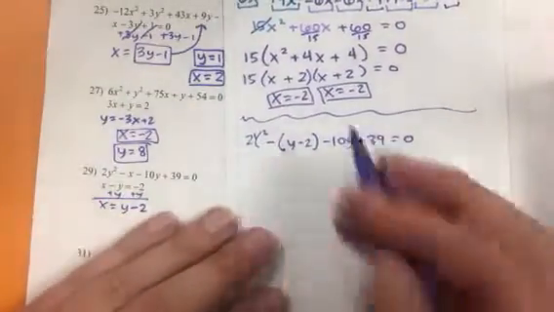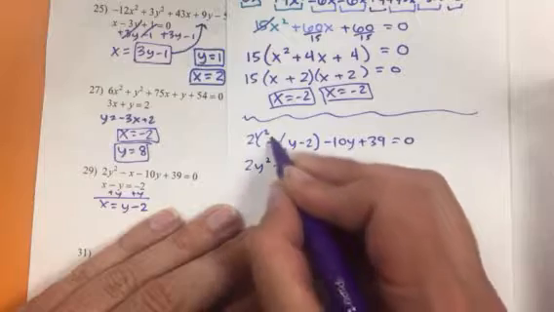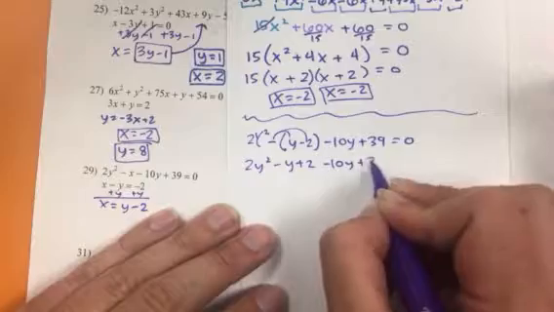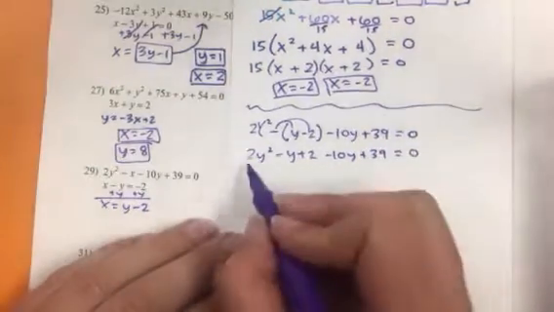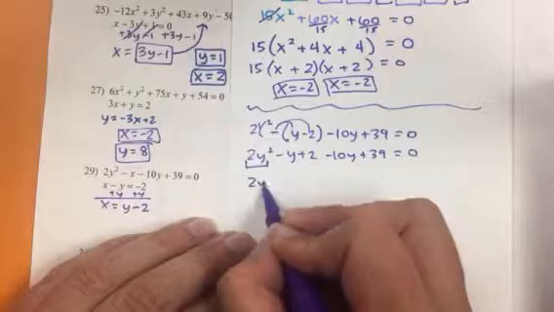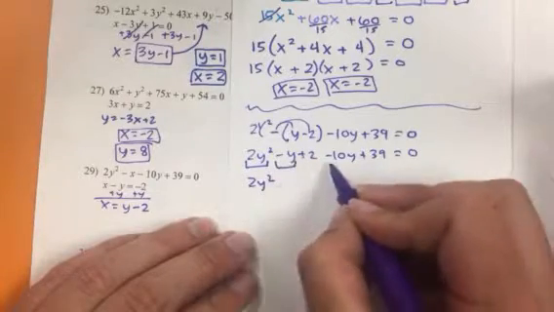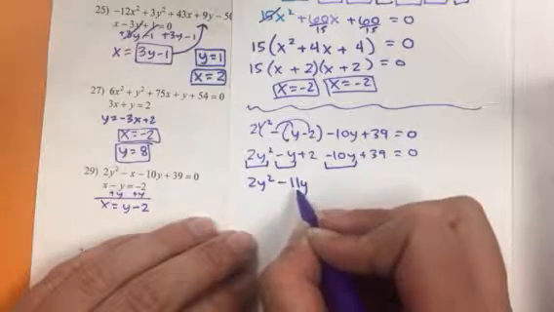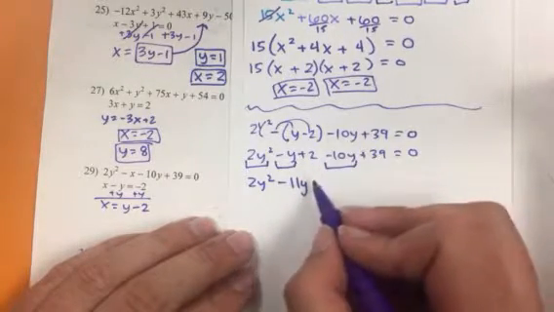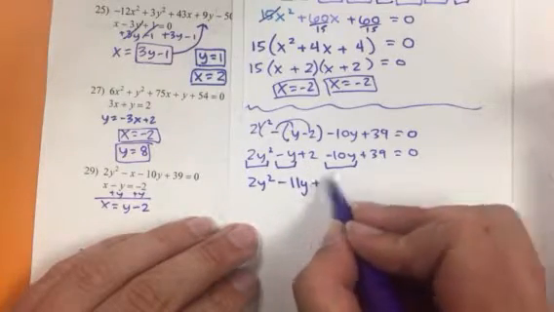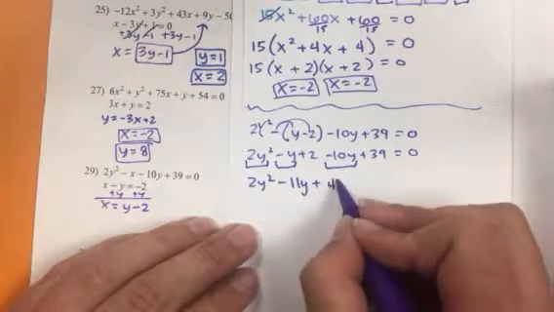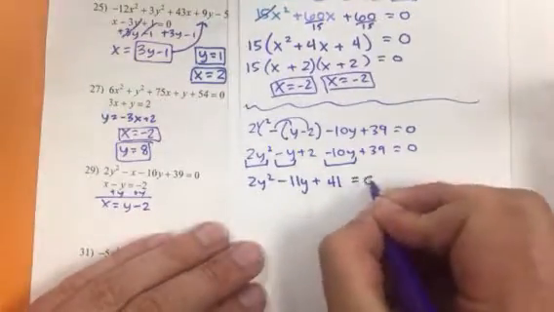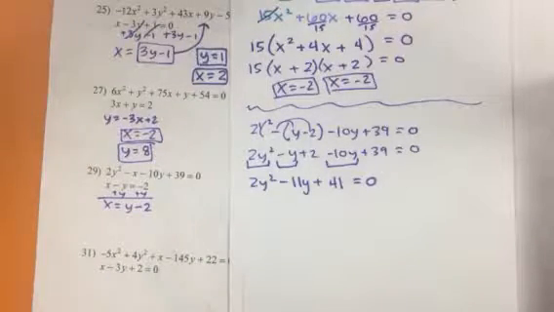Yes, we get a short one. All right, 2y squared minus y plus 2 minus 10y plus 39 equals 0. Combine like terms, nothing has a squared. Negative y, negative 10 makes negative 11y. And then 2 and 39 make, we can't take out a common factor.